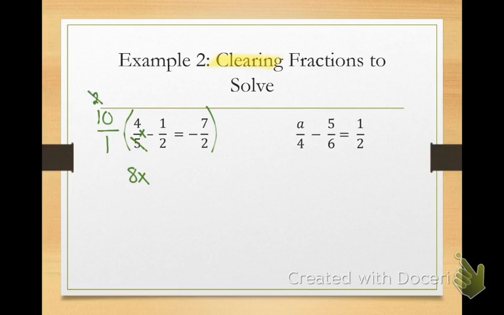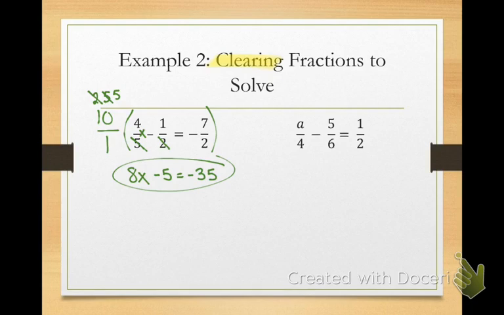Okay, cancel out your first 2. Now my second fraction, 2 goes into 10 how many times? 5. So 5 is what it cross-reduces to. And what's 5 times negative 1? Negative 5. Okay, so now I need to do it one more time. 2 goes into 10 how many times? Okay, 5. And then 5 times negative 7 is what? Negative 35. And now I have a 2-step equation to solve.